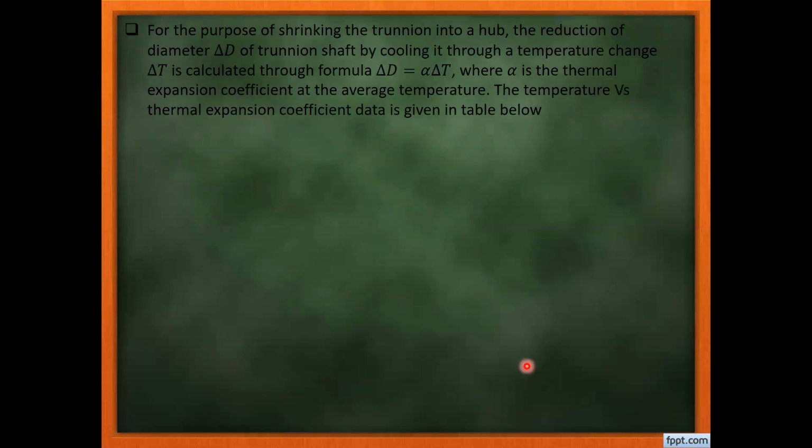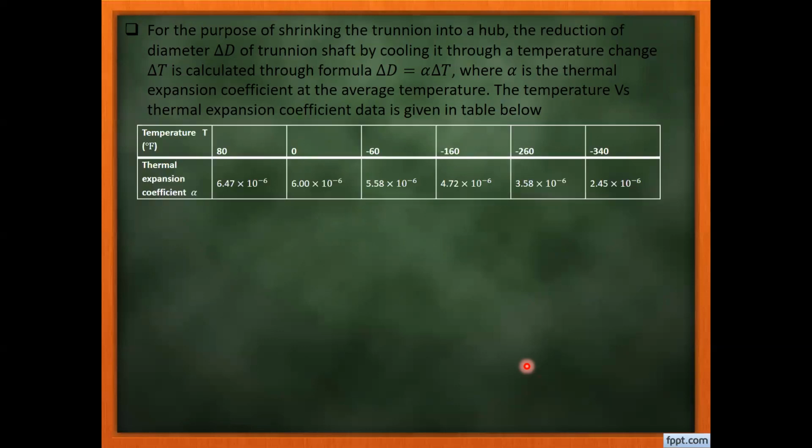Now, a new question: for the purpose of shrinking a trunnion into a hub, the reduction of diameter of the trunnion shaft by cooling it through a temperature change is calculated by using this formula, where alpha is the thermal expansion coefficient at the average temperature. The temperature versus thermal expansion coefficient data is given in the table below. Now we have a relation between the temperature and the thermal expansion coefficient. We can see it here.